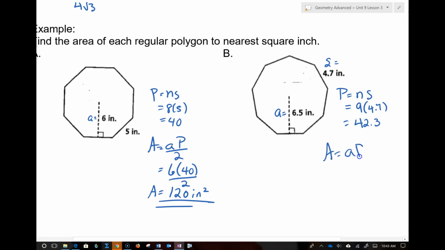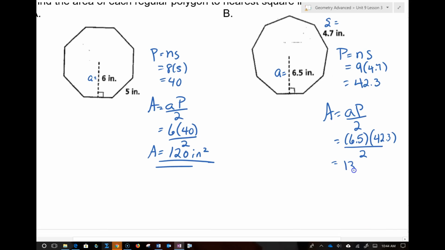It's just plug and chug in. Now remember, it says round to the nearest square inch. So you are going to get a decimal, but you've got to round. So we're going to follow our directions. So we got 6.5 is my apothem times 42.3 all over 2. If you punched it into your calculator, you're going to get this. Someone double check, make sure I punched it in my calculator right. Is that what you guys got when you put in your calculator?